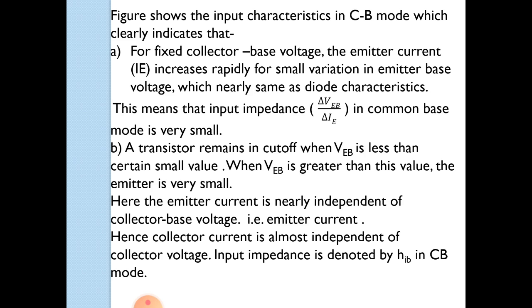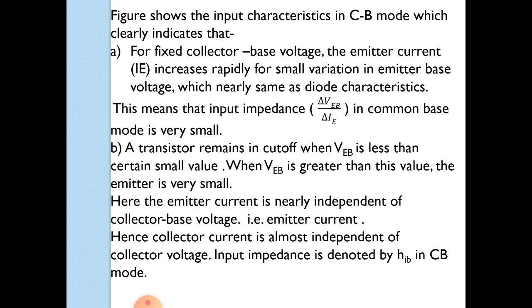For a very small value of input voltage we get the cutoff, means the zero value of input current, and as the input voltage increases we get a very small amount of input current. Here the emitter current is nearly independent of the collector base voltage. Hence the collector current is almost independent of the collector voltage.